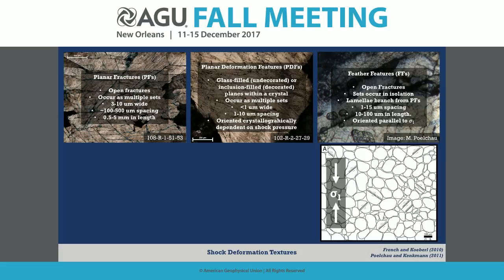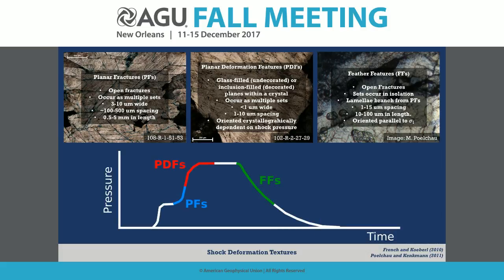Now, the important thing about these is that feather features have been found experimentally to be linked to the orientation of principal stress during shock. So the orientation of the feather feature lamellae should point in the direction of the sigma 1 direction, or the longitudinal stress during shock. Additionally, these individual features have been associated with specific times during the shock pulse.